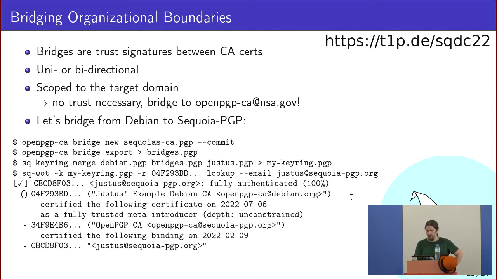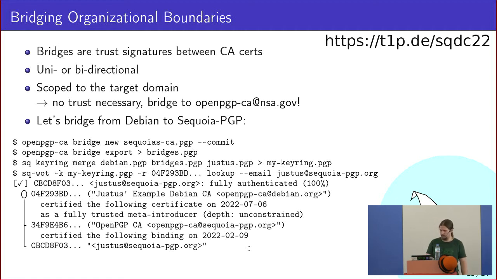So it's fully authenticated. We are going from my certificate authority that I created for Debian, and we see it bridged to the OpenPGP CA running at Sequoia, which in turn authenticated my certificate for my email address. So once this bridge is created, every member of the Debian community will be able to authenticate every member of the Sequoia-PGP community. And I imagine that kind of bridging being done, again, between different free software communities.